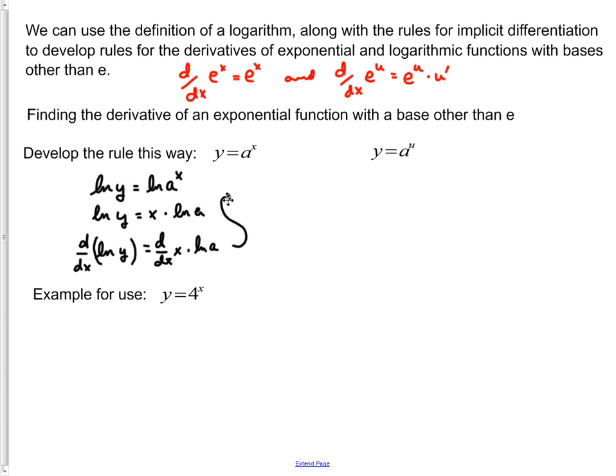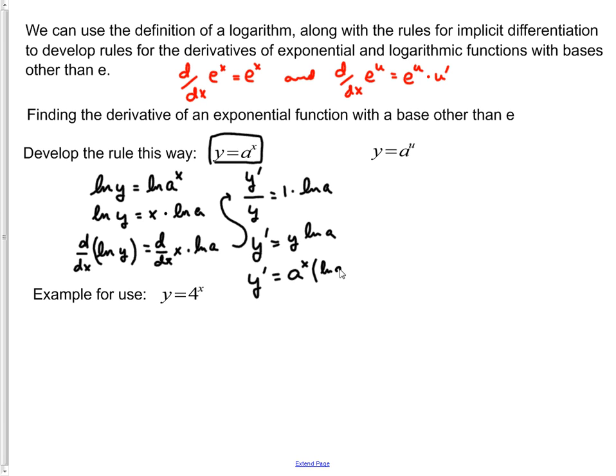What happens? Well, when we work that through, on the left-hand side, we get y prime divided by y, which is equal to the derivative with respect to x of x times the constant natural log of a, which is to say 1 times the natural log of a. So how does that help me? Well, in this case, y prime, dy dx, is equal to y times the natural log of a, and you recall that we said at the first, y is equal to a to the x. So y prime is equal to a to the x times the natural logarithm of a.